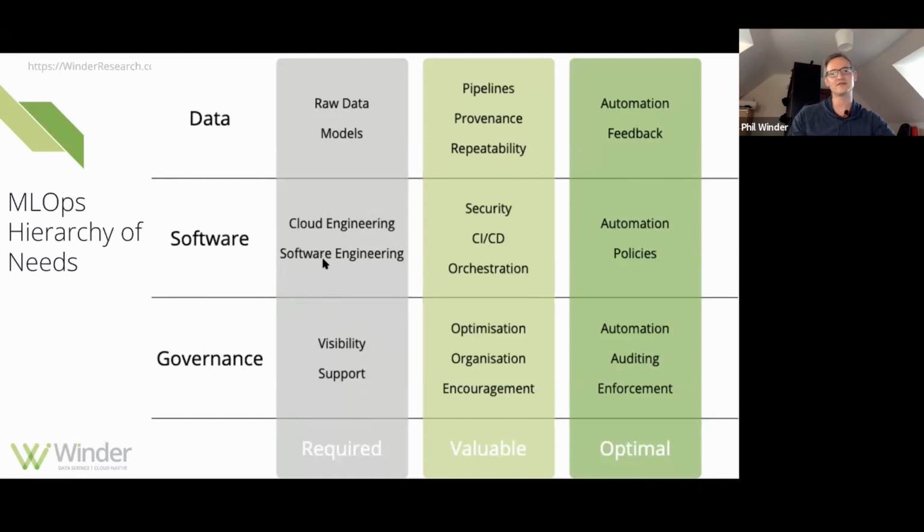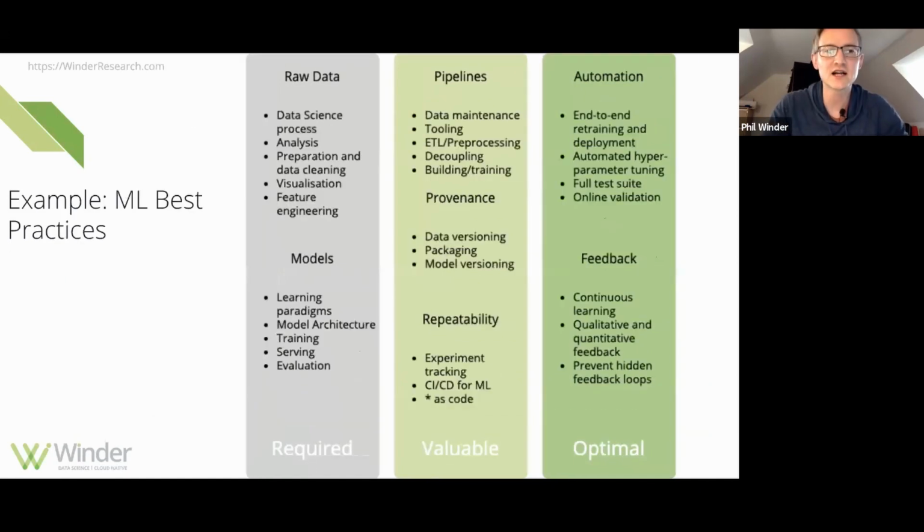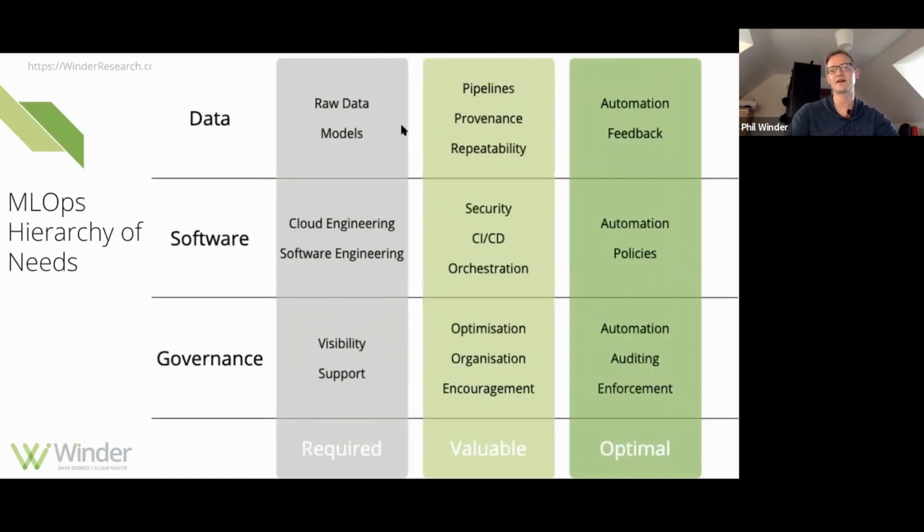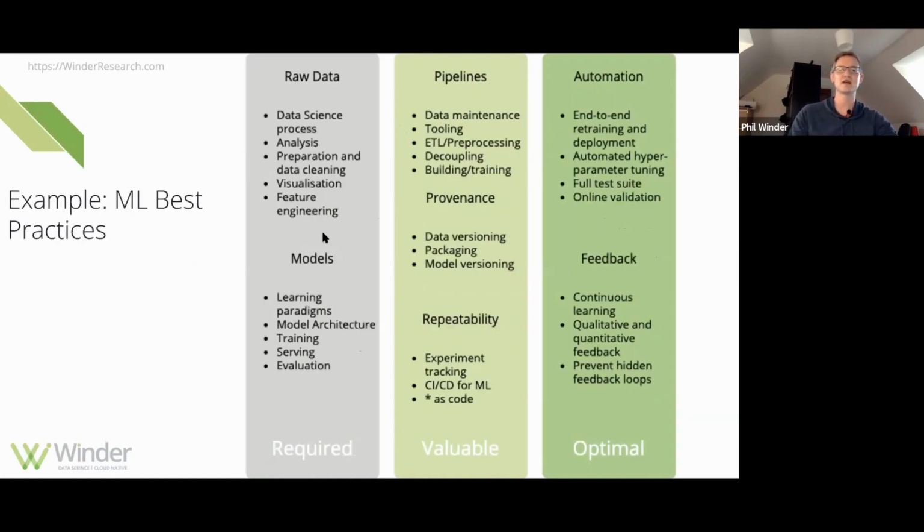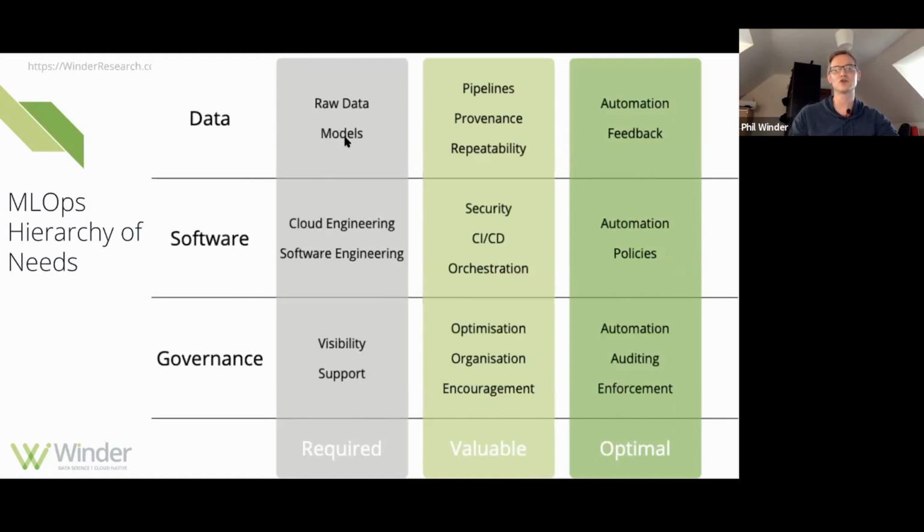So insert your favorite cloud vendor here. And then on the top level, we've got what we really need to build a single data science product. I think I've actually got a slightly different slide here, where I picked the top layer of this data layer and expanded it a little bit. So on the left-hand side, we've got raw data and models.